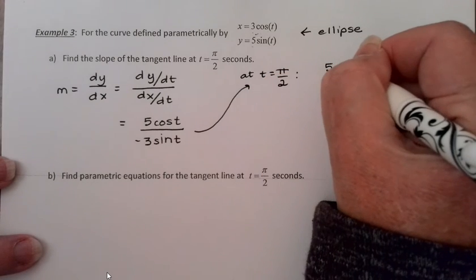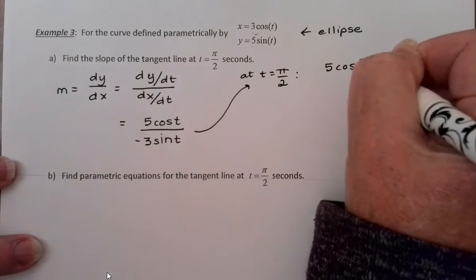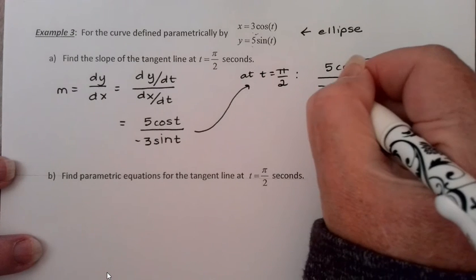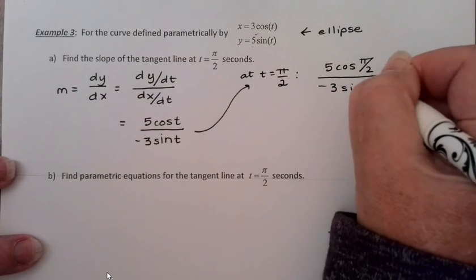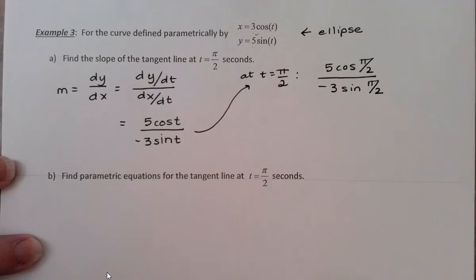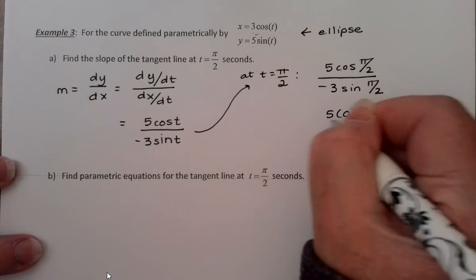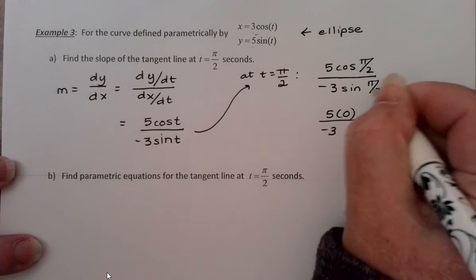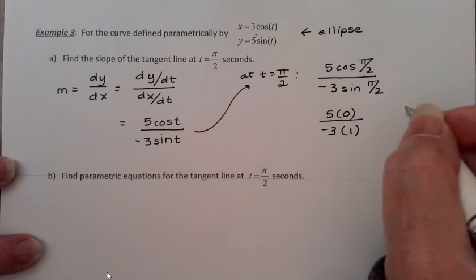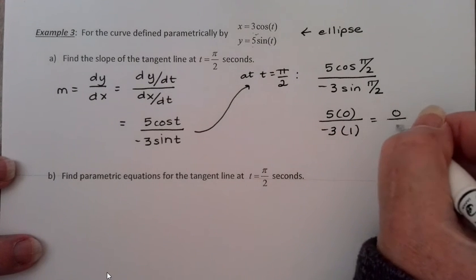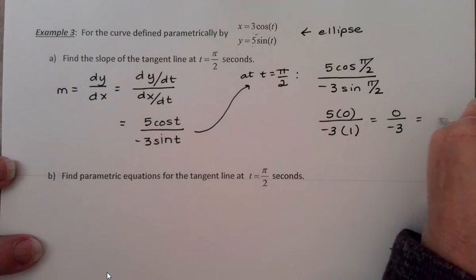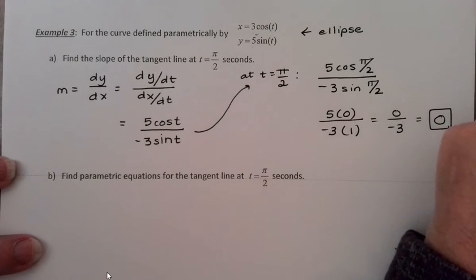I have 5 cos pi over 2 divided by -3 sine pi over 2. Cosine of pi over 2 is 0. And sine pi over 2 is 1. So I actually just have 0 over -3 for a final slope of 0.